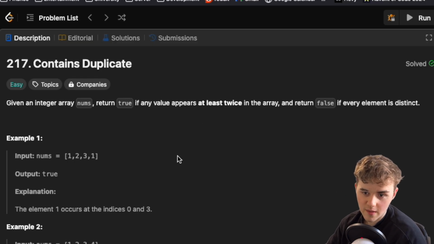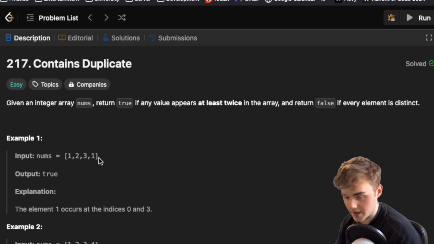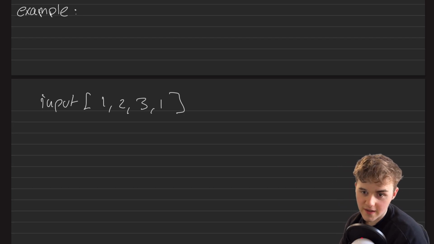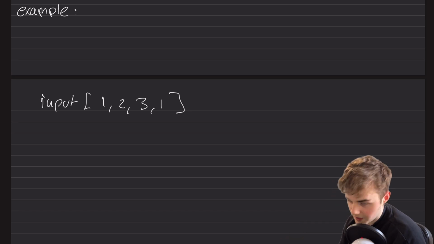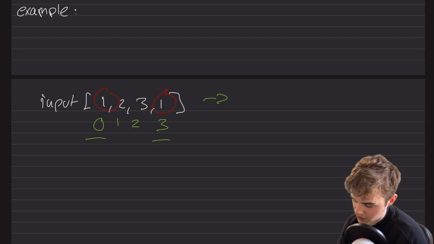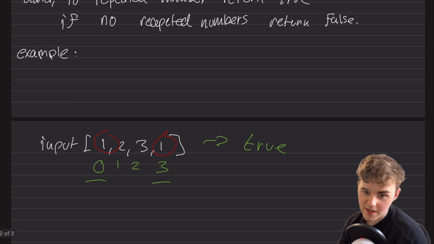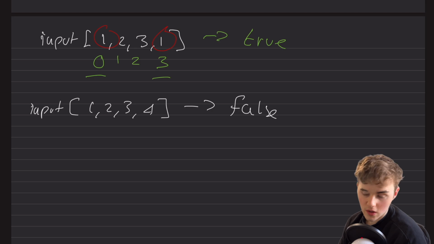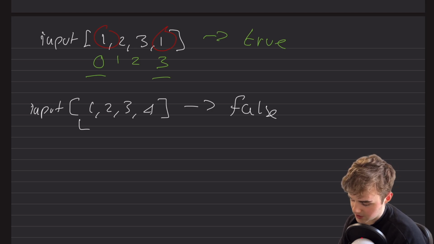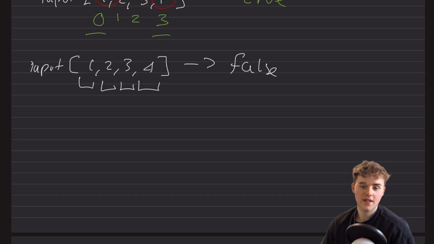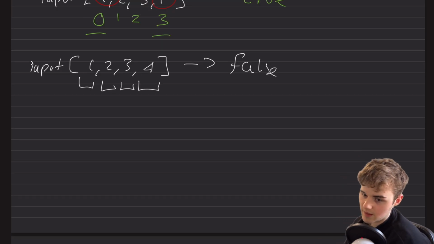So we're going to use their example here. Our input is 1, 2, 3, and 1. And obviously with our human eyes, we can see visually the number 1 is appearing twice, at position 0 and position 3. So in this case, we should return true because we have a repeated number. And if we have an input like 1, 2, 3, and 4, we should return false because each number is distinct.